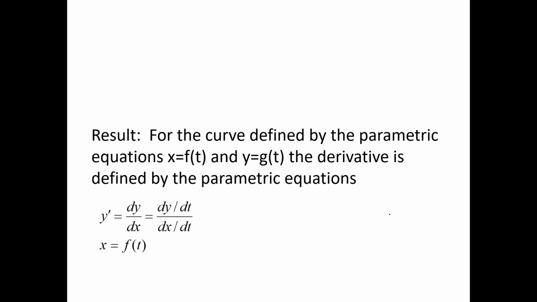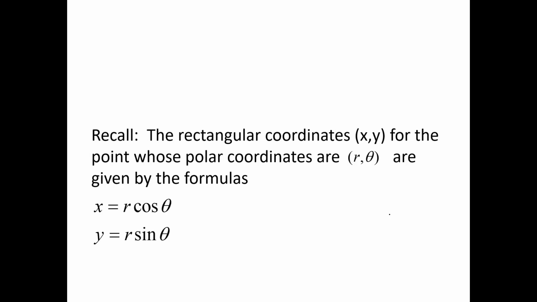Let's do some calculus with this. For the curve defined by the parametric equations x equals f of t and y equals g of t, the derivative is defined by the parametric equations, right? So this is, I think, the easiest way of doing this. y prime is dy/dx, which is dy/dt divided by dx/dt. Recall that the rectangular coordinates x, y for the point whose polar coordinates are r, theta are given by the formulas x equals r cosine theta and y equals r sine theta.